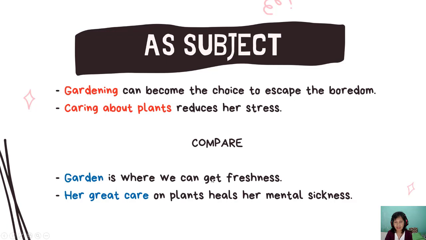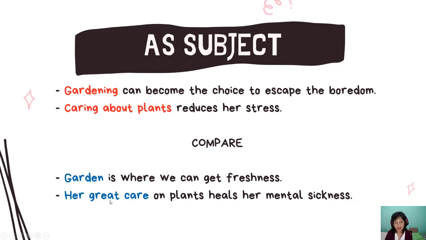Garden is where we can get freshness. Garden and the same garden, but the part of speech is different. This is a verb and this is a noun. This is a verb. Why is it here? Because it functions as subject. That's why we put it in the form of verb 1 plus ing.